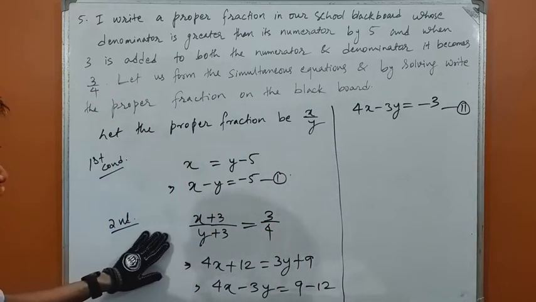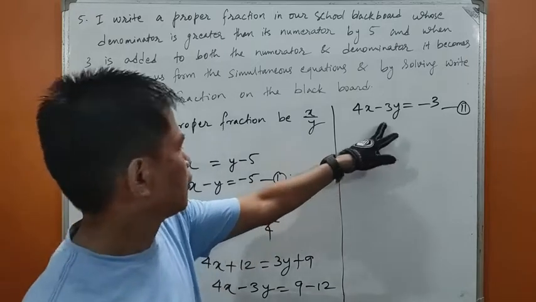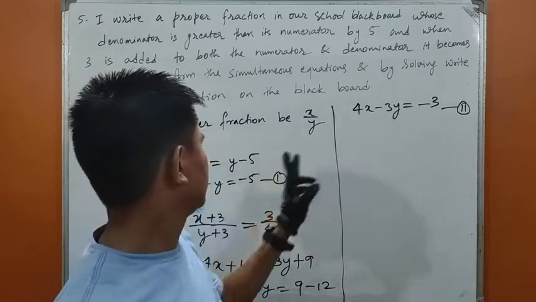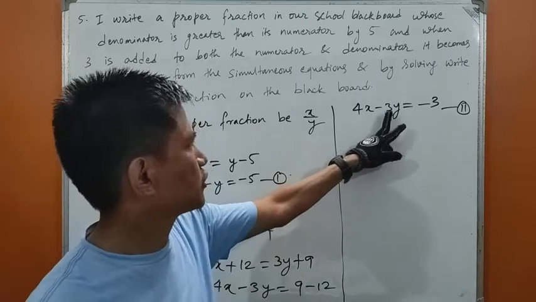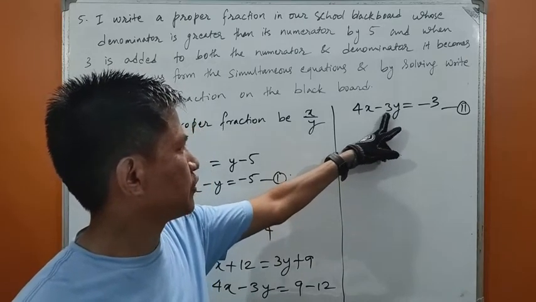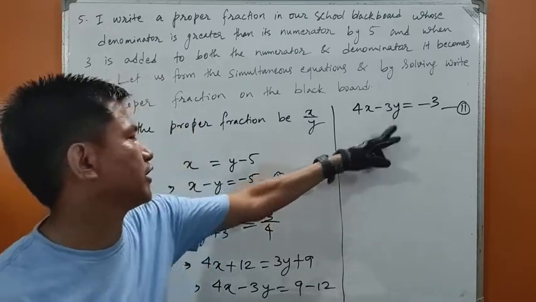Now let us solve equations 1 and 2 and find the values of x and y. So if I want to eliminate y from these equations, then the coefficient of y should be equal, isn't it? So here we have 3 as the coefficient of y in equation 2.